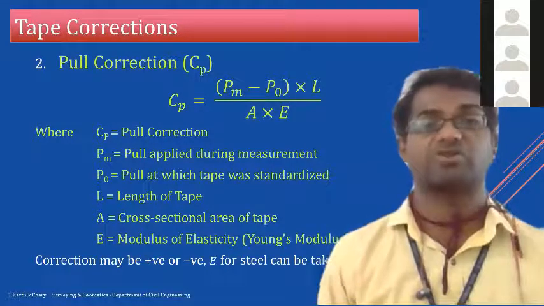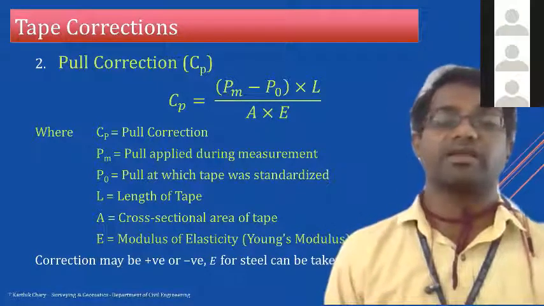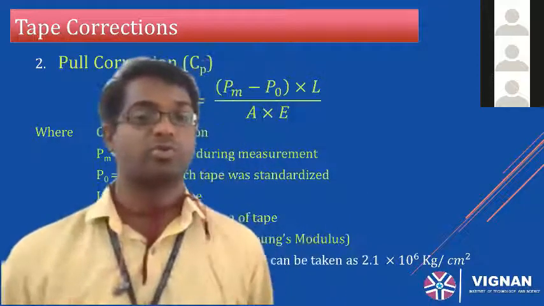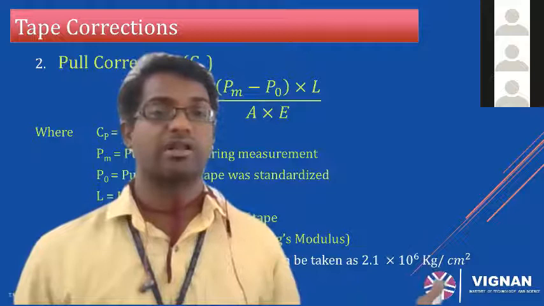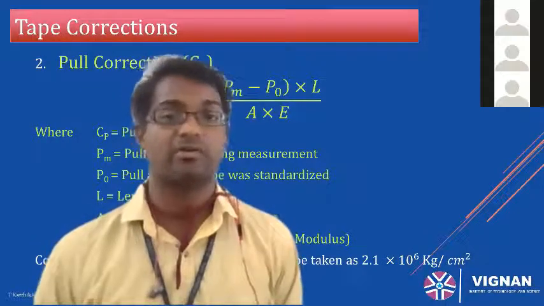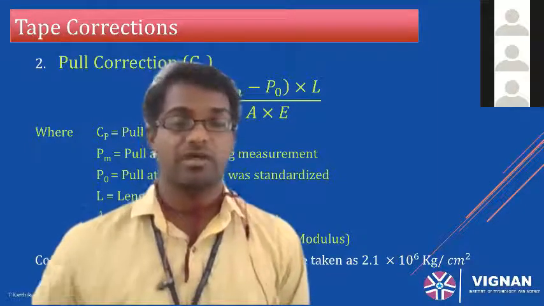The pull correction value is also sometimes positive and negative, right? And the Young's modulus of steel, if you don't have it, you can take it as 2.1 into 10 power 6 kg per centimeter square, or 2.1 into 10 power 5 Newton per mm square. You will get this value from strength of materials.